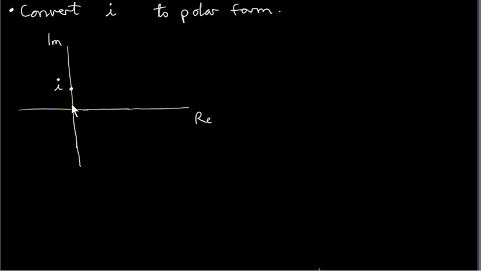Okay, now we want r, which is the distance of the complex number to the origin. So r is this distance here. So we don't have to use Pythagoras' theorem. We can just count the units. It's just 1 unit. So r is equal to 1. What's theta? Well, theta is the angle measured anti-clockwise from the positive real axis to a line joining the complex number to the origin. So you can see here that theta is 90 degrees.